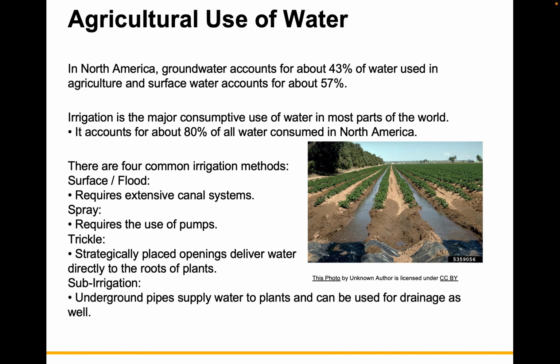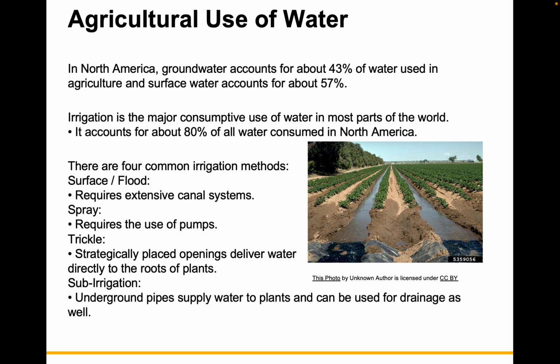In North America, groundwater accounts for about 43% of the water used in agriculture, and surface water accounts for about 57%. Irrigation is the major consumptive use of water in most parts of the world, and it accounts for about 80% of all water consumed in North America.